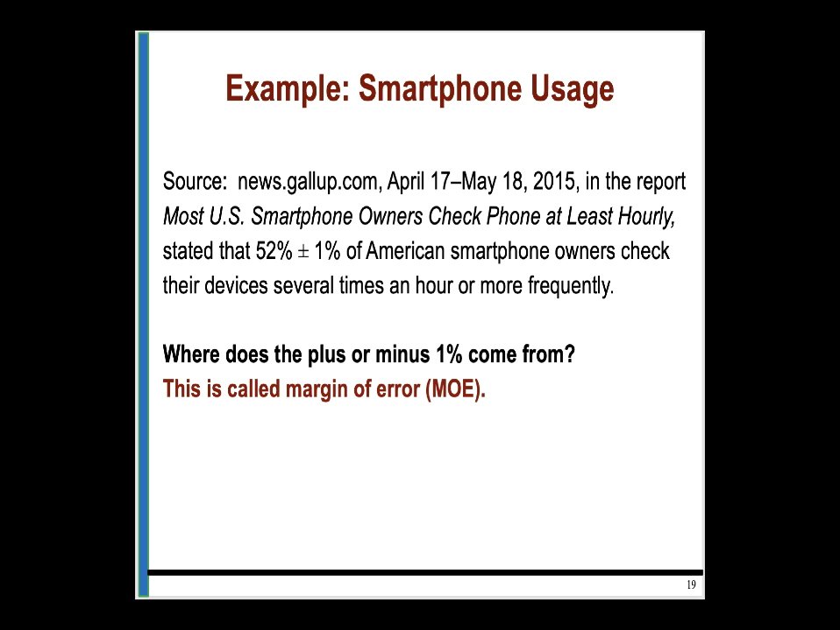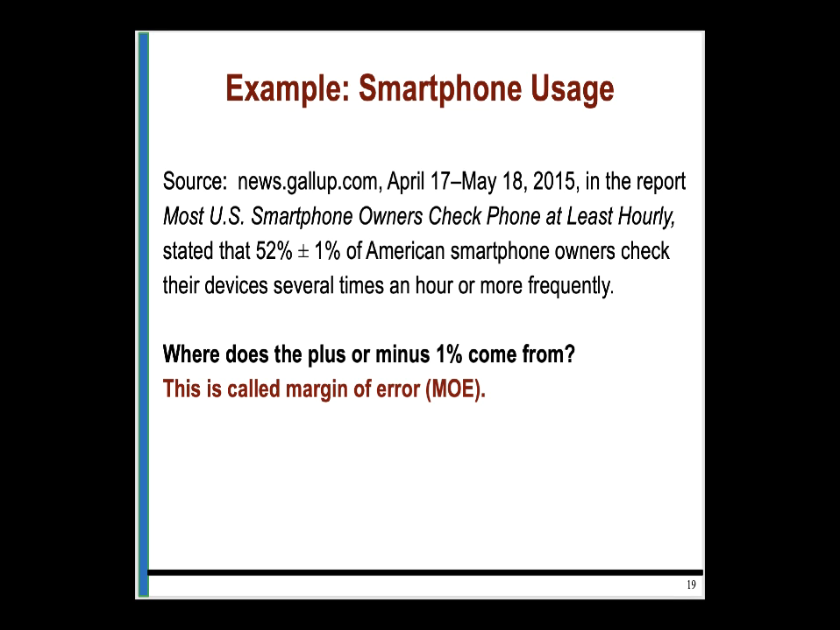Now let's look at an example of creating an estimate for a different population parameter. This is from the Gallup poll again, and this was a survey looking at smartphone usage. The report was titled, "Most U.S. Smartphone Owners Check Phone at Least Hourly," and they gave this result: 52% plus or minus 1%. So what is that plus or minus 1%?